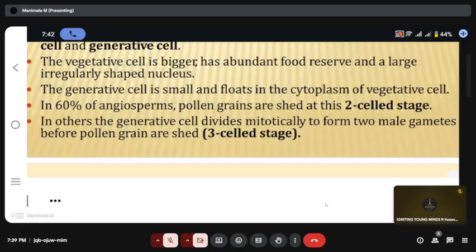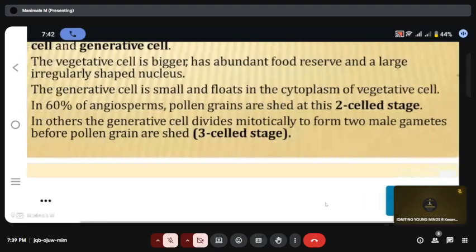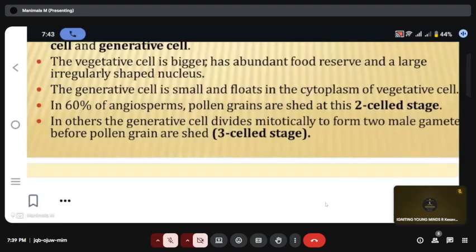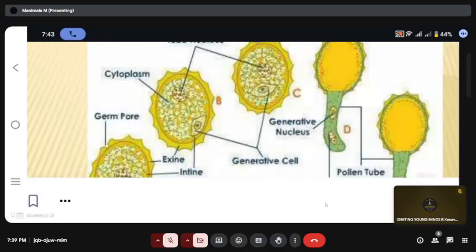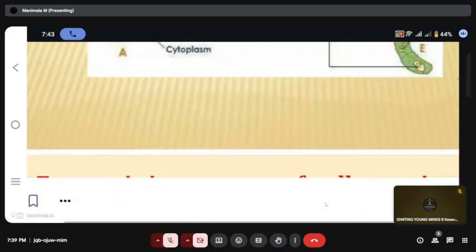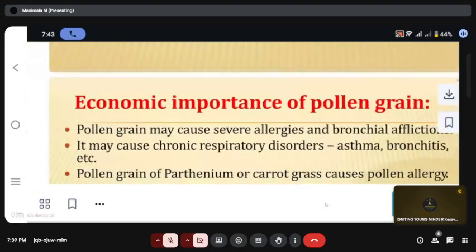In other plants like gymnosperms and pteridophytes, the pollen grains are shed at the three-cell stage, because the generative cell divides to form two male gametes, along with the one vegetative cell. So that three-cell stage is what falls down. This is the structure of pollen grains. Next, the importance of pollen grains.